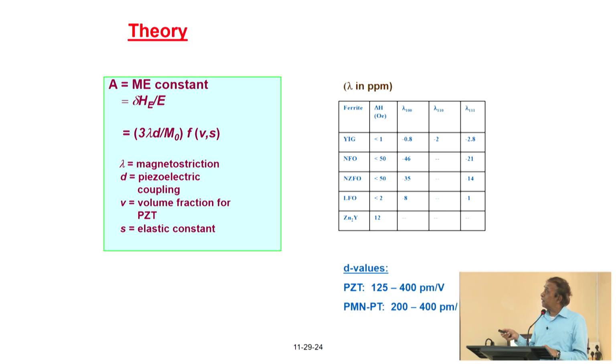Nickel ferrite and lithium ferrite, they have a slightly higher line width compared to yttrium iron garnet. So, lithium ferrite has about less than 10 Oersted.